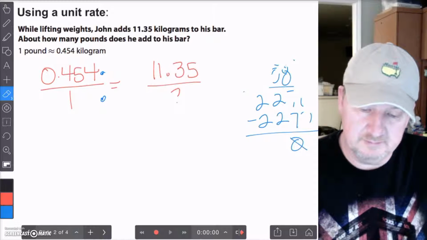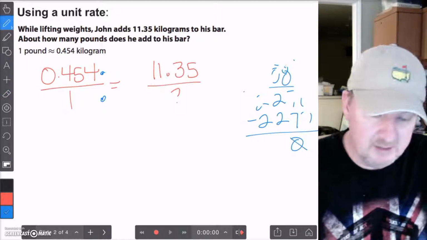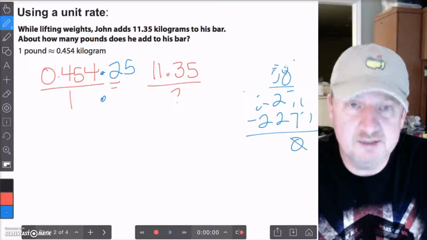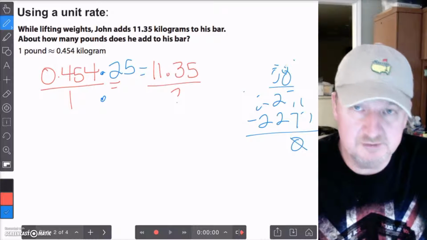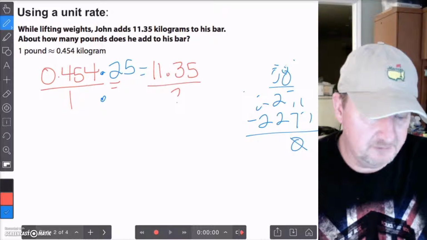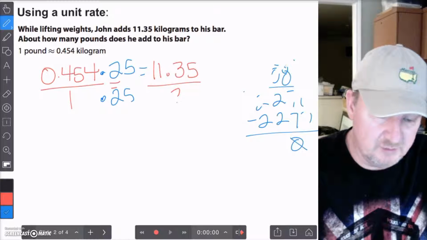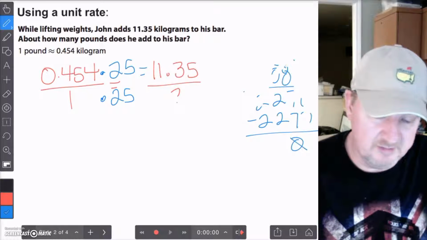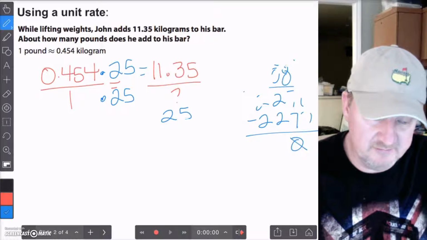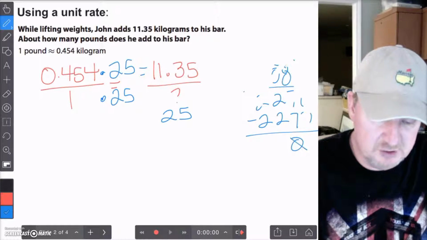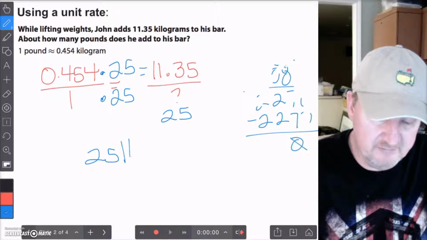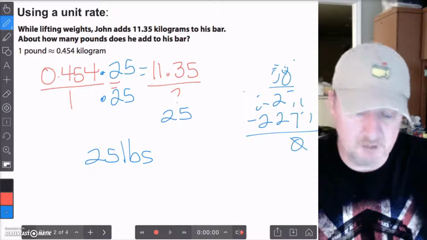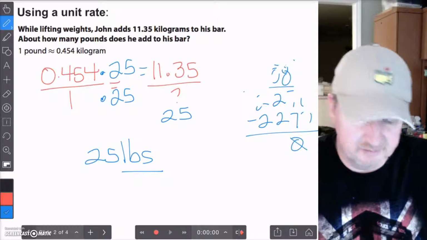All right, that's enough. So I know 0.454 multiplied times 25 equals 11.35. That means if I multiply 25 times 1, that'll give me my answer. 25 times 1 is 25. So that means John added 25 pounds to his bar. So that was using unit rates.